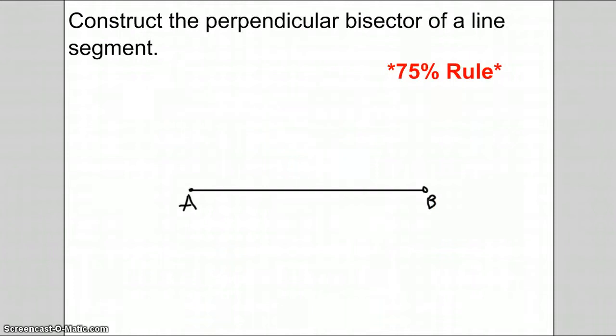Okay, the next construction is to construct the perpendicular bisector of a line segment. In class we talked about the 75% rule, which we're going to use. What that basically means, and how I showed you in class, is very lightly with your pencil, so I'm just going to do it in yellow here so it's light, estimate where you think the halfway point of this line segment is. That's ultimately where our bisector should appear.